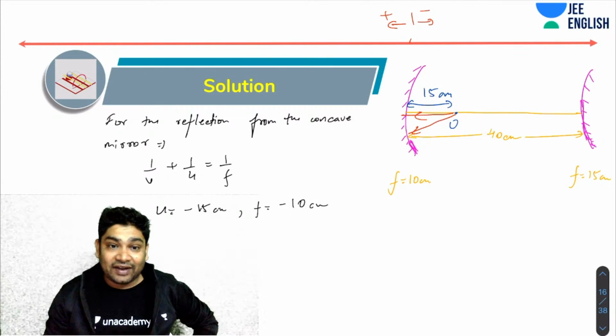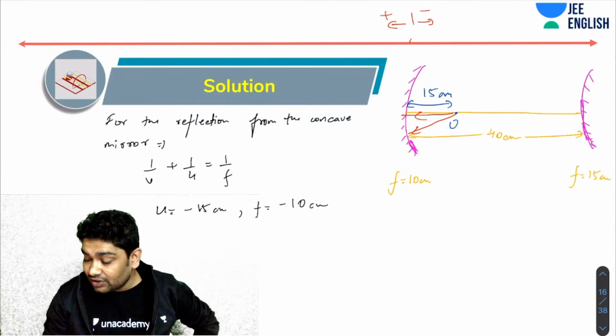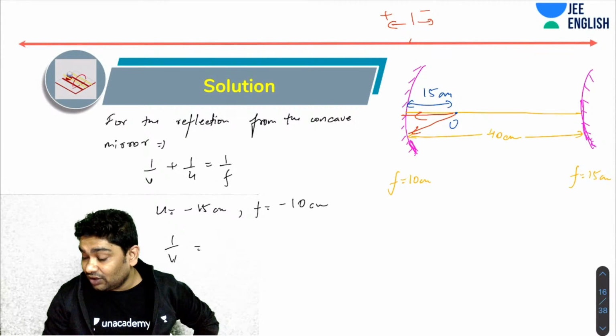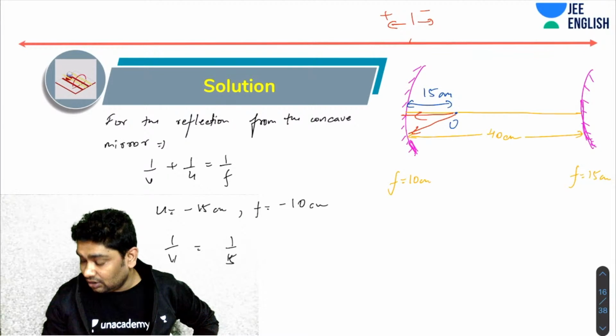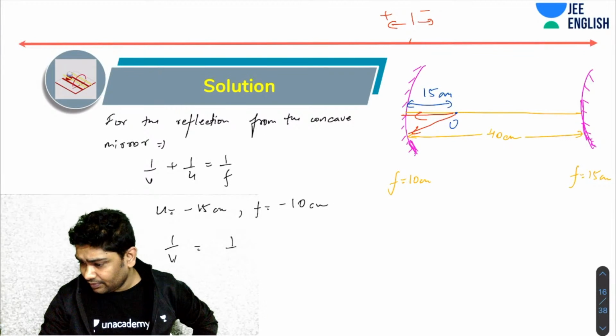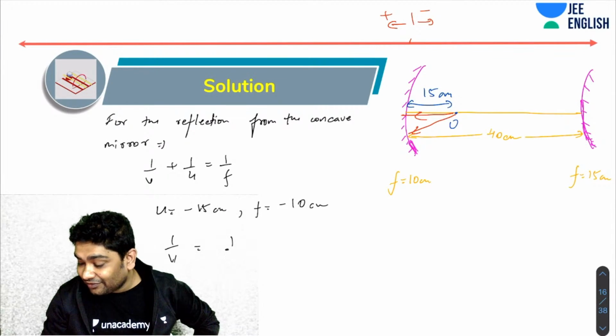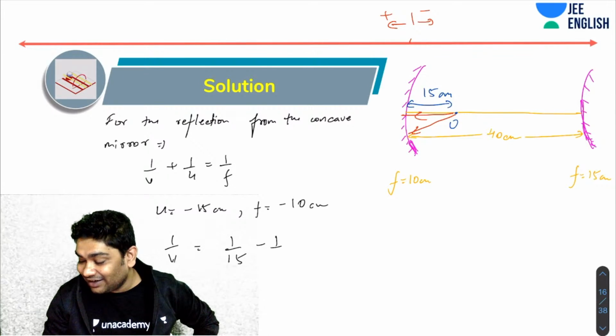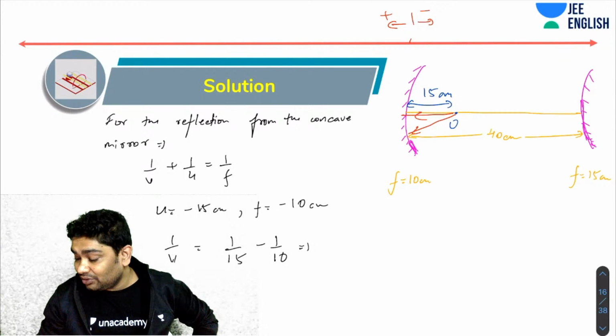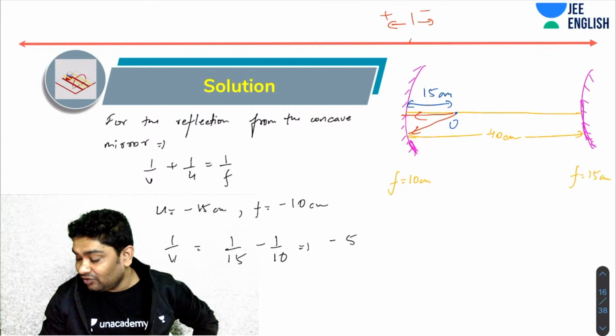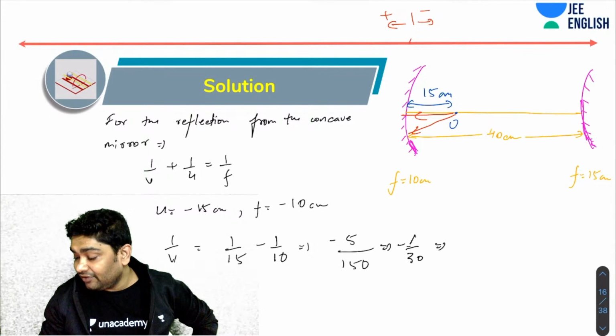So let's try and find out the V, that is the location of the first image. You realize 1 over V would be equal to 1 over 15 minus 1 over 10. That'll give you minus 5 over 150. So that is minus 1 by 30. So you are getting V as minus 30 centimeter.